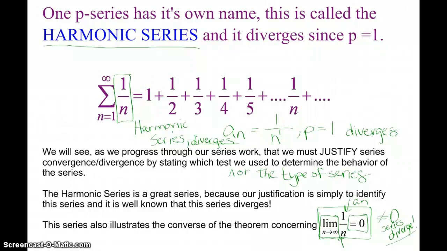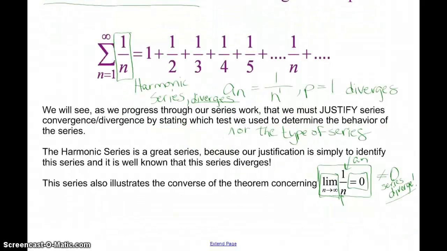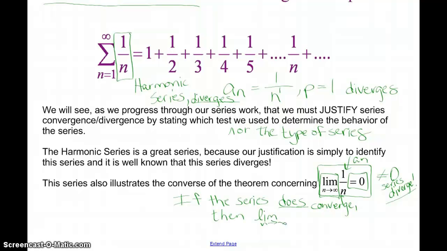That's not the case. It's just we're using one little twist on this that says, and we'll look at this more when we go through the test, but if the series does converge, then the limit as n approaches infinity of that nth term will equal 0.